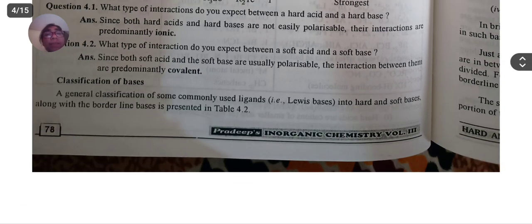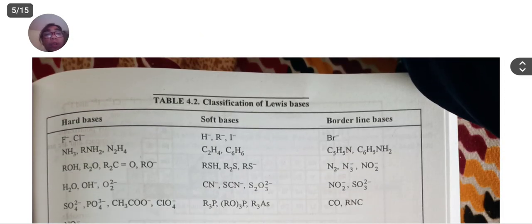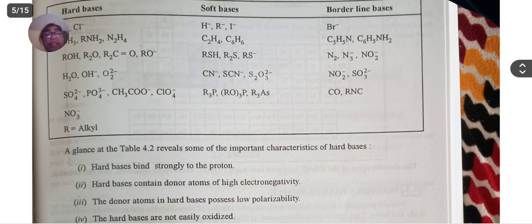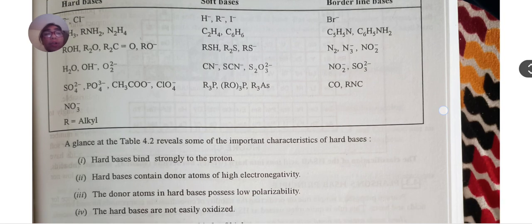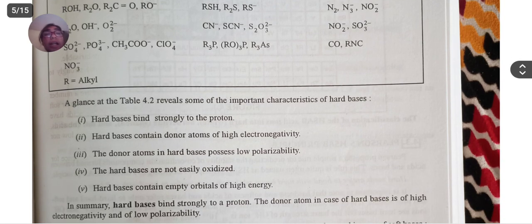Classification of bases. A general classification of some commonly used ligands into hard and soft bases along with the borderline bases is represented in table 4.2. A glance at table 4.2 reveals some of the important characteristics of hard bases. Hard bases bind strongly to the proton. Hard bases contain donor atoms of high electronegativity. The donor atom in hard bases possesses low polarizability. Hard bases are not easily oxidized. Hard bases contain empty orbitals of high energy.